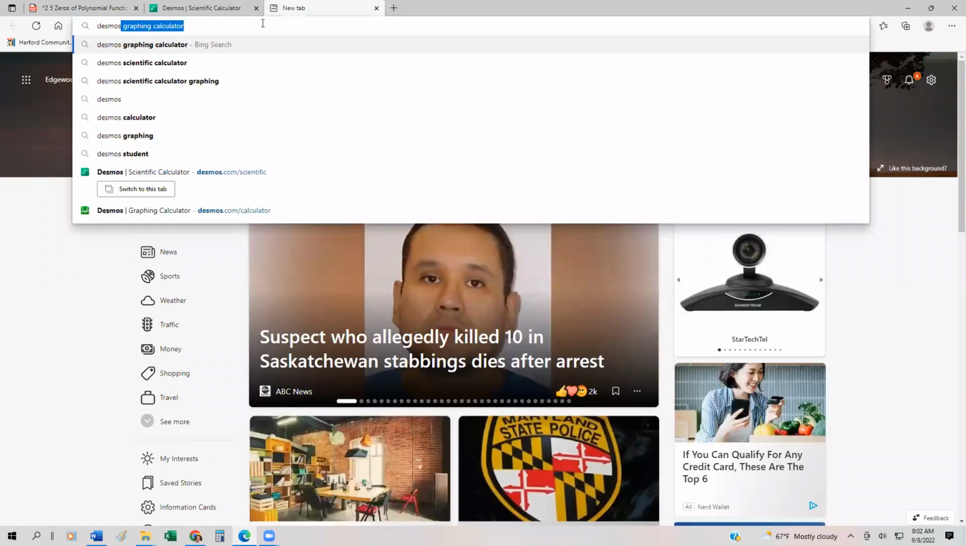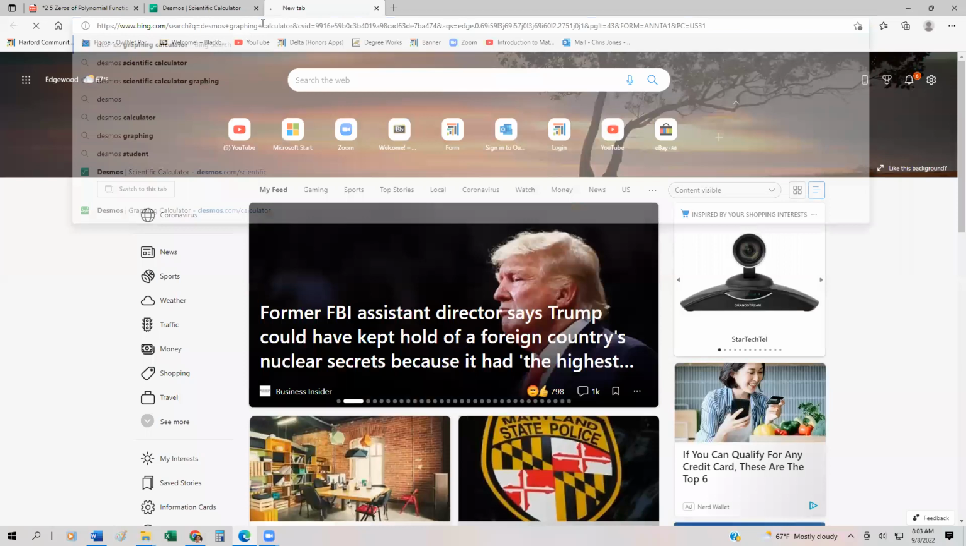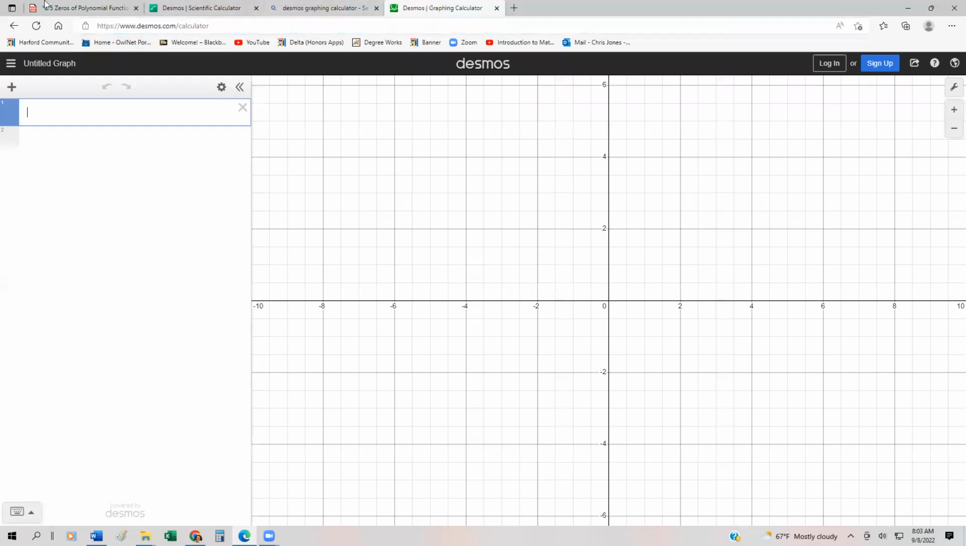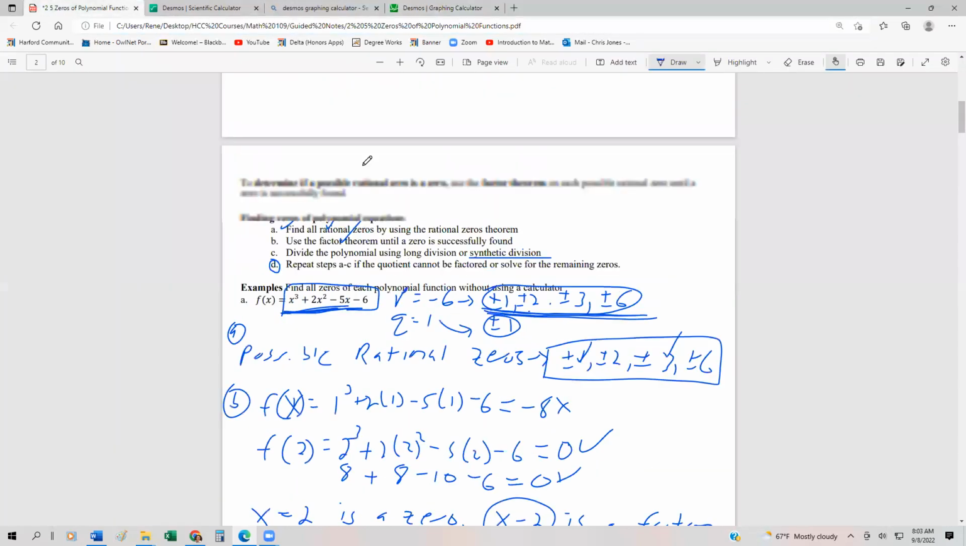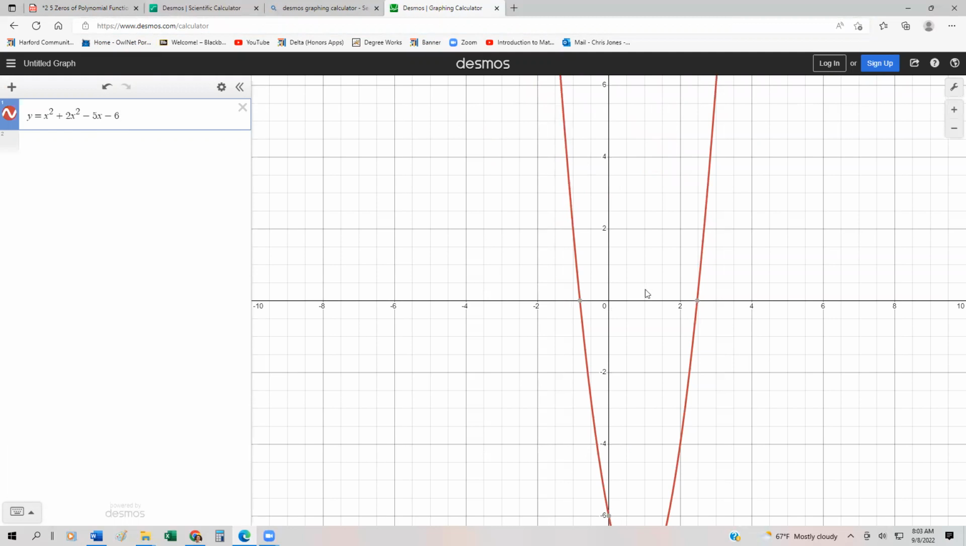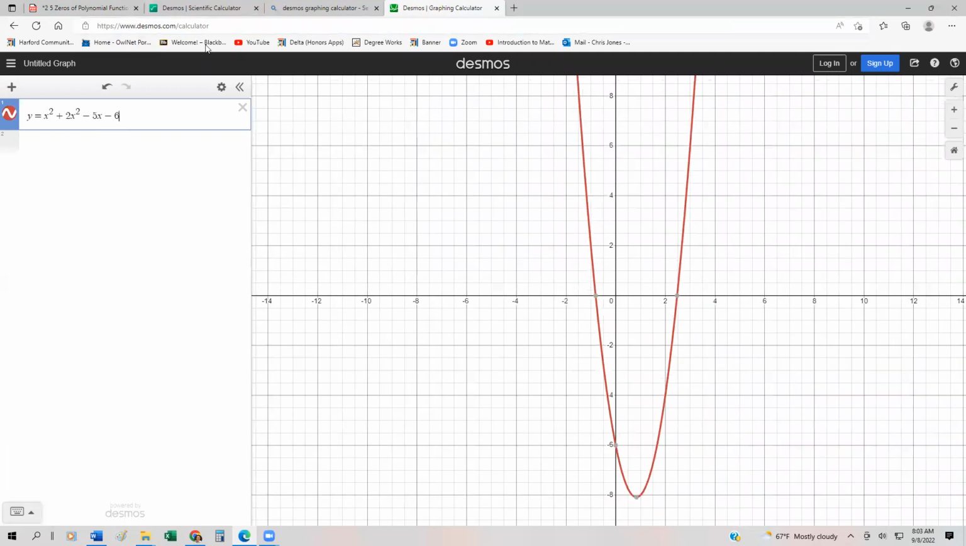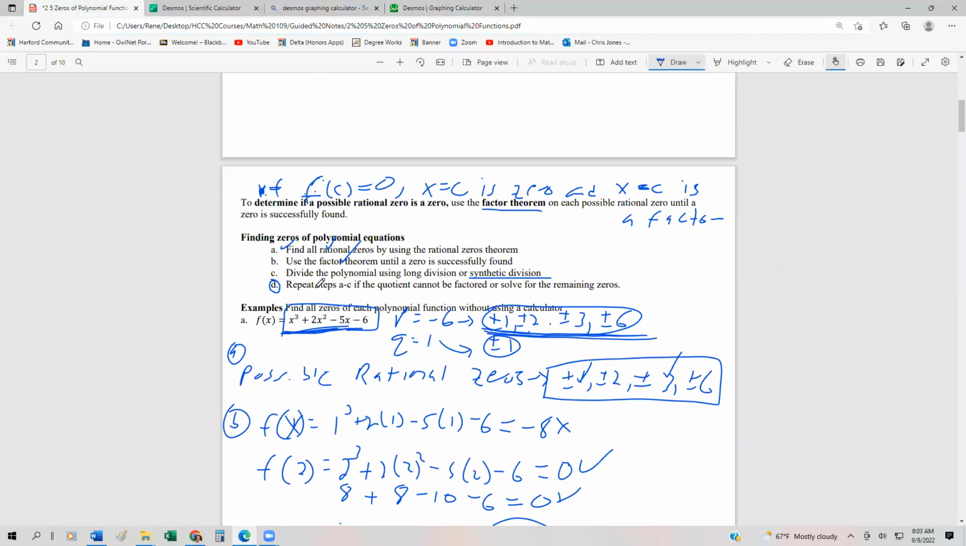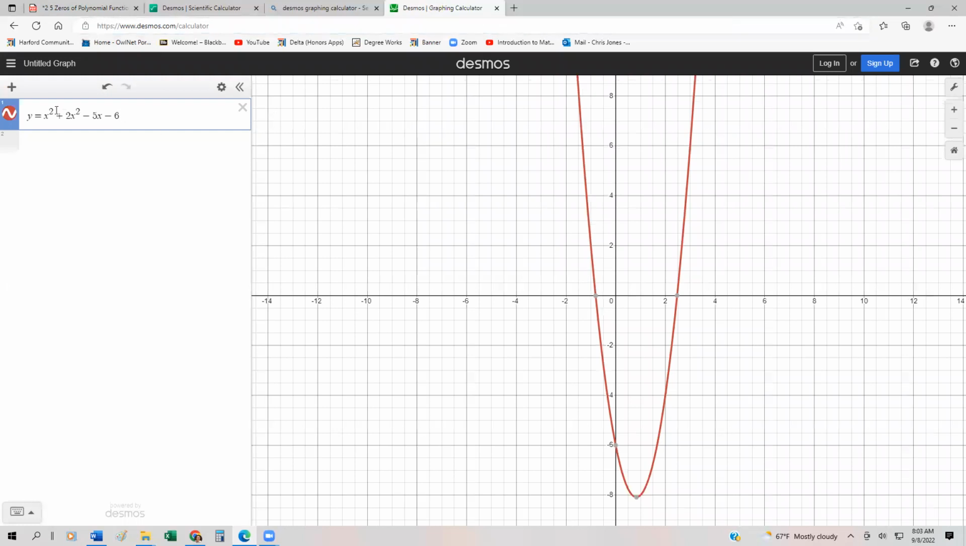Okay, so let me go ahead and use our calculator. So, the Desmos graphing calculator. All right, and let me go ahead and graph the original function, then we can be done with this video. So we have y equals x cubed plus 2x squared minus 5x minus 6. All right. And if I zoom out a little bit, I wonder if I copied that down wrong. x cubed, 2x squared minus 5x minus 6. Oh, that's y.